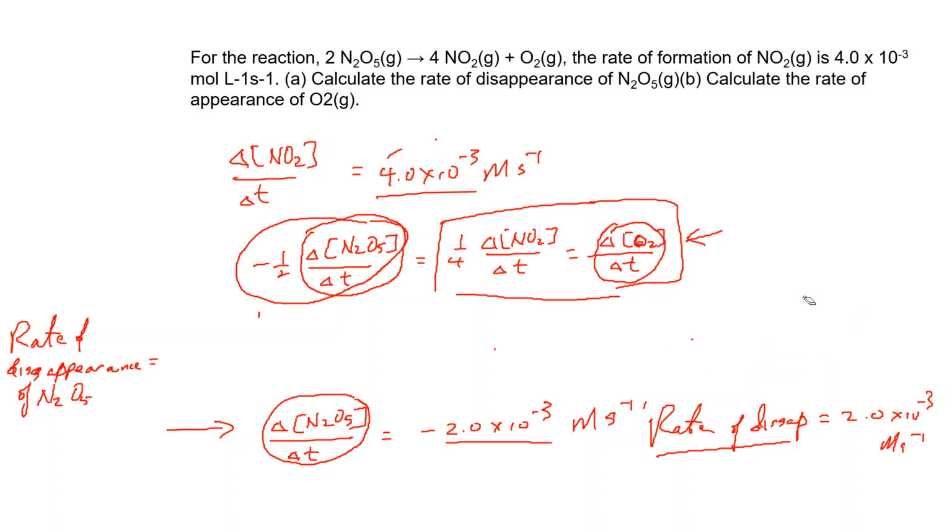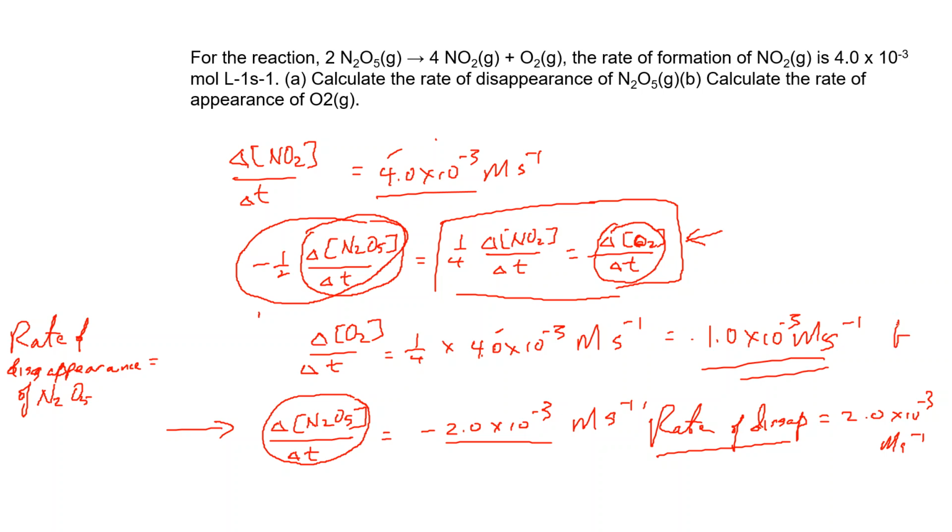Okay, so basically, this question is asking for the rate of appearance of oxygen. So delta concentration of O2 over change in time would be equal to a quarter times the rate of formation of NO2, which is 4.0 times 10 to the minus 3 M s to the minus 1. And that works out to be equal to 1.0 times 10 to the minus 3 M s to the minus 1. So this would be the answer for the B part. This would be the answer for the A part.